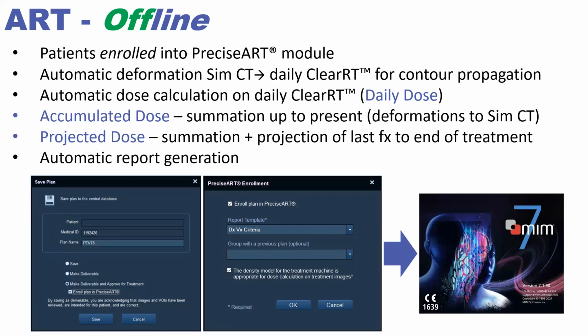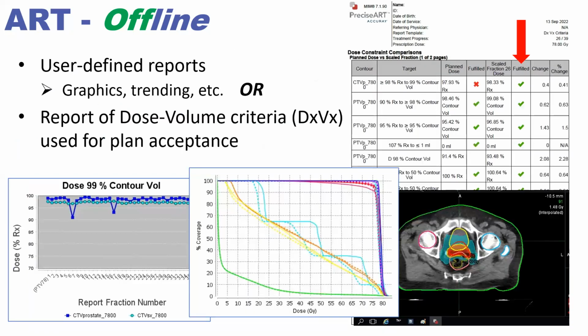But the big thing here is automatic report generation. And this is really nice. And this has taken a couple iterations, but recently you can do your user-defined reports. You can put in graphics, trends. You can evaluate the points, or you can be lazy like we often are, and you can just use the dose volume criteria, which you used for the approval of the plan, and it can follow those.